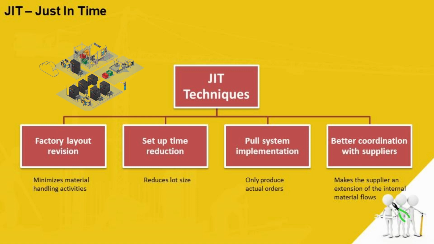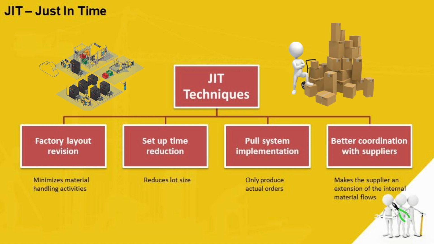And finally, we have better coordination with suppliers. Factories can work with suppliers to reduce raw material inventories and solve quality problems. The first 3 techniques, that is the factory layout revision, setup time reduction, and pull system, are applicable to the suppliers as well for improving the material flow between a firm and its supplier. The ultimate goal is to make the supplier an extension of the internal material flow to avoid the problems associated with shifting of inventories from customers to suppliers.